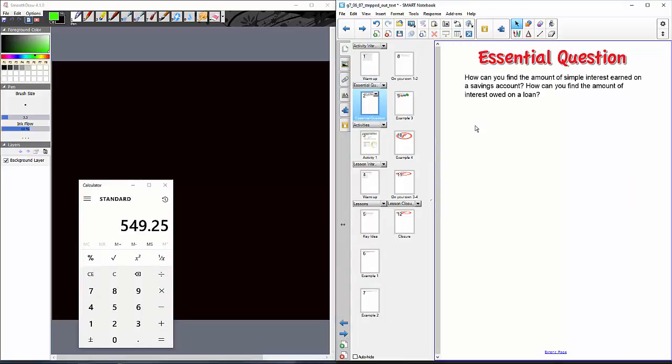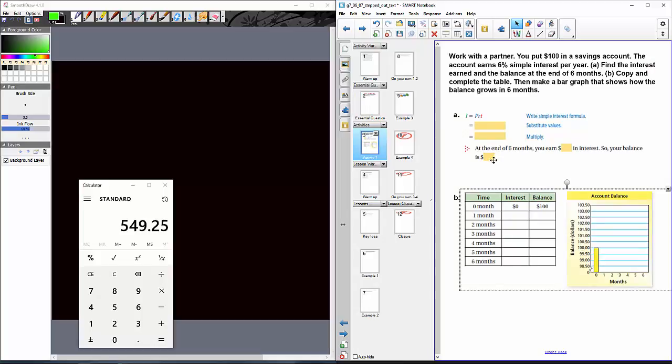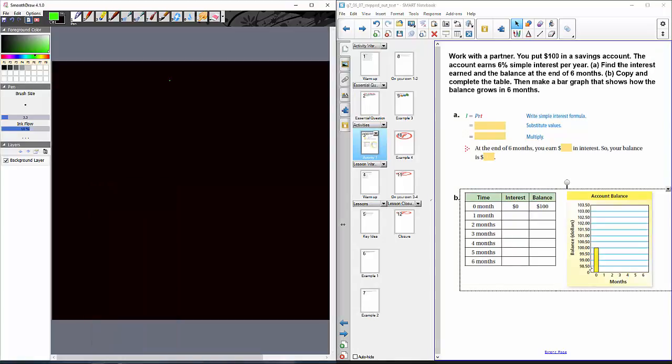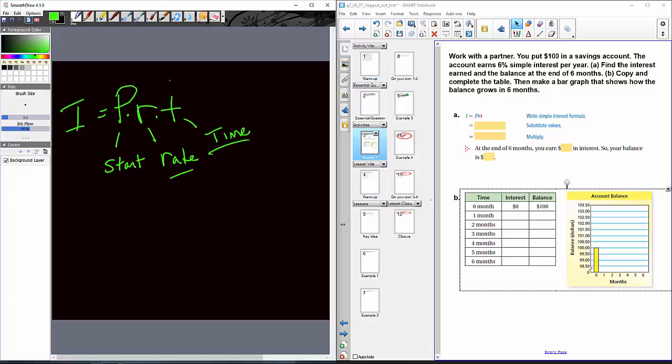And basically I want to find out if I get a loan, how much simple interest is accrued? How does that work? There's this formula, and it's I equals PRT. I'm going to write this down. P times R times T equals I, which is your interest. So your P is your principal, the amount you start with, like what you need from the bank. The R is the rate, and the T is the amount of time it occurs.